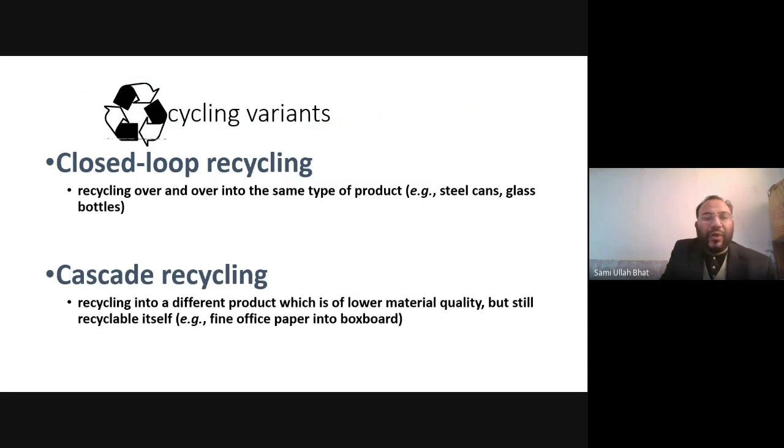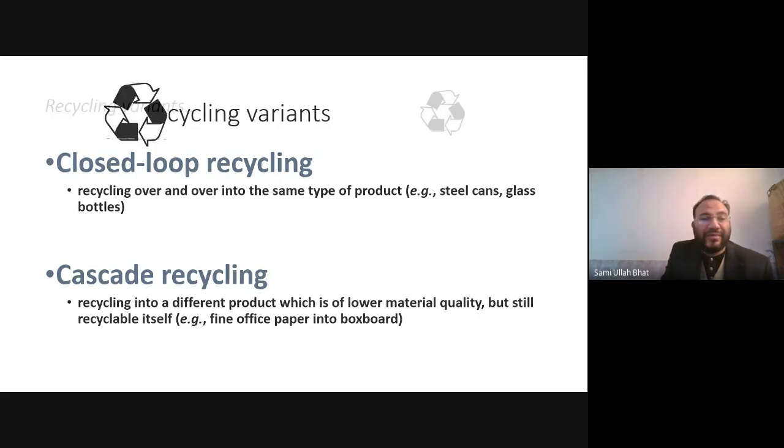Now, in recycling, we have two types. One is closed loop recycling: recycling over and over into the same type of product, for example steel, and glass bottles. This is closed loop. Second is cascade recycling: recycling into a different product of lower material quality, not inferior to the original, but still recyclable. For example, fine office paper into box board.